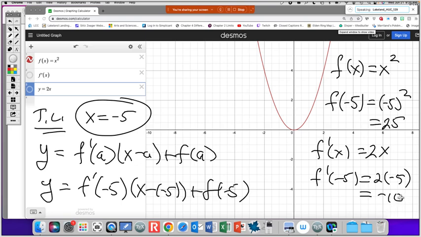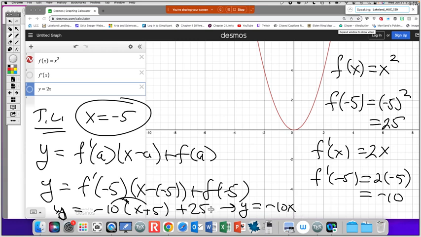Negative 10. And now I've got everything I need for my tangent line. So y equals negative 10 times the quantity x minus a, negative 5. That's really x plus 5, plus f at negative 5, which is 25. And so if I wanted to simplify this, y equals negative 10x, I'd have a minus 50 plus 25, so that's what? Minus 25.